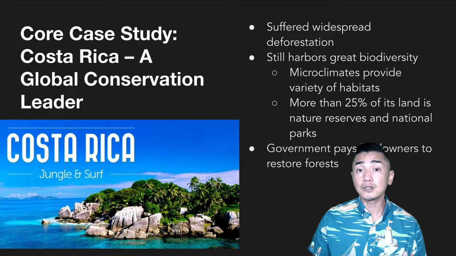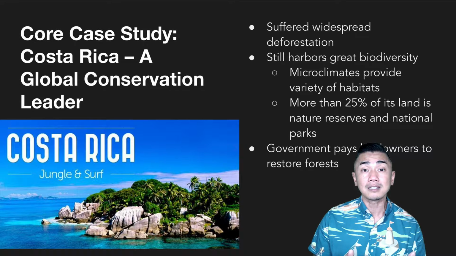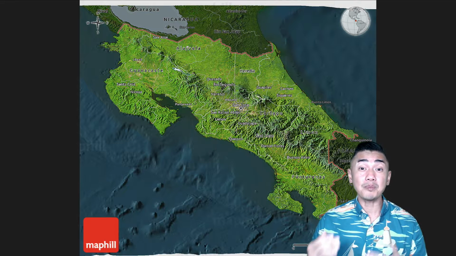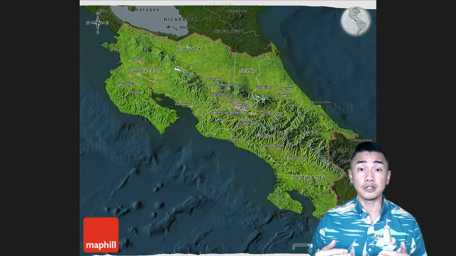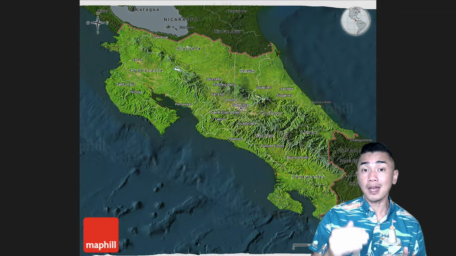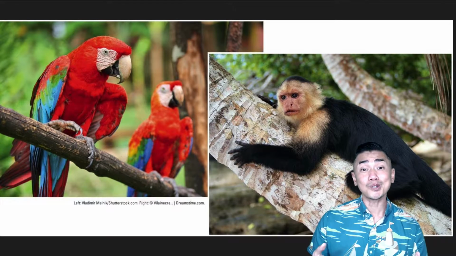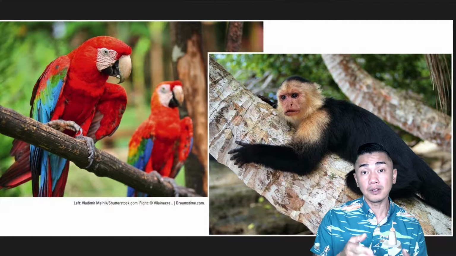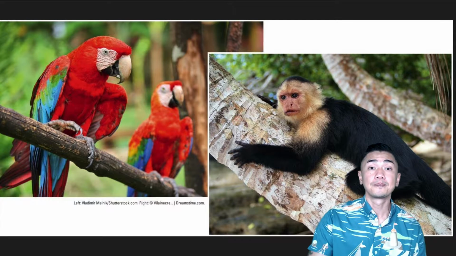This biodiversity is supported by a number of microclimates that create a number of habitats in different parts of the country. This is a topographic map of Costa Rica, and it shows the different types of terrain in the country and the different microclimates and different habitats that creates. Costa Rica is known for its biodiversity, making it a very popular tourist destination. The macaw parrots on the left and the capuchin monkey on the right are examples of that biodiversity.